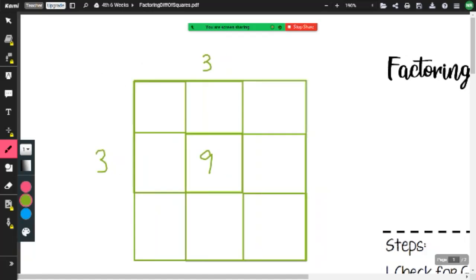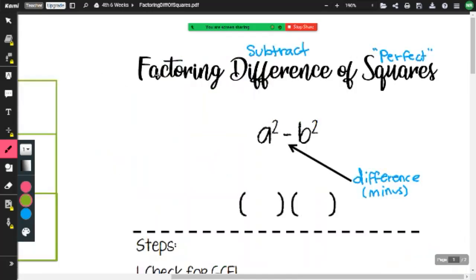Now, when you have the difference of squares, let me see. What you will be doing, and since this is a variable, we have to actually kind of go over this. Okay.